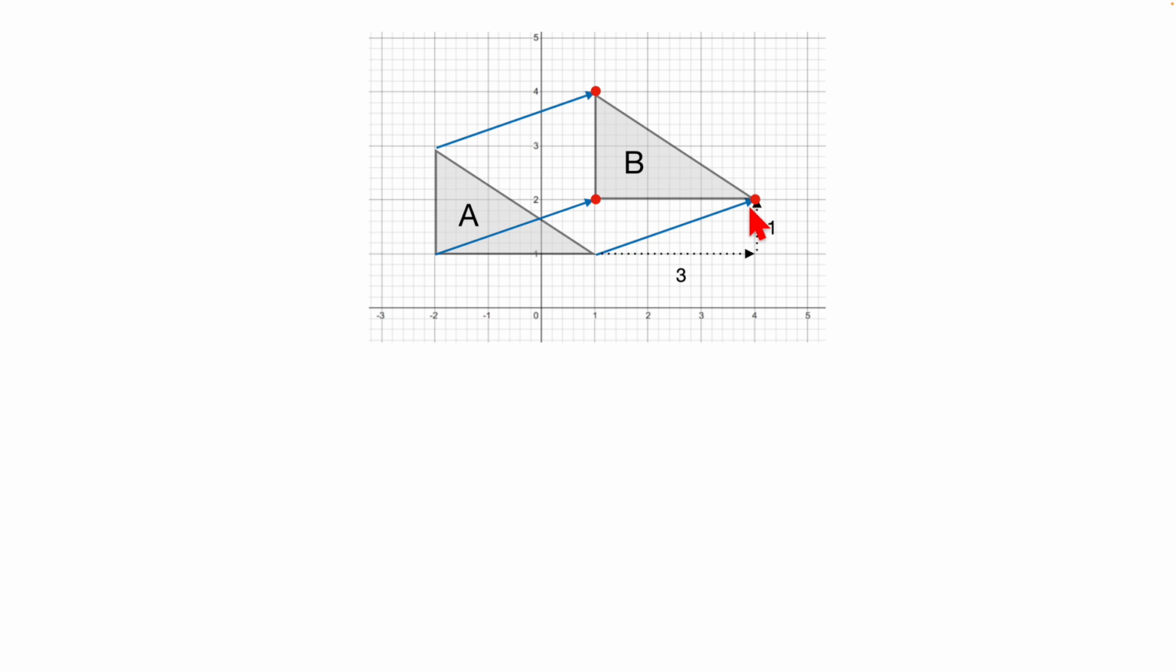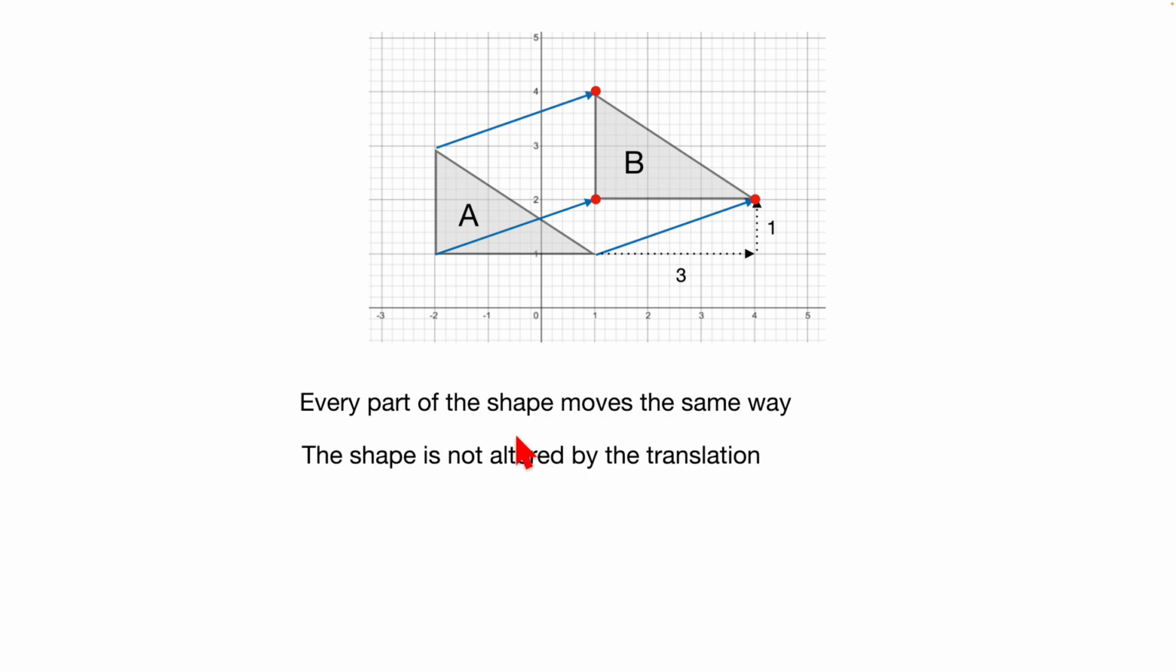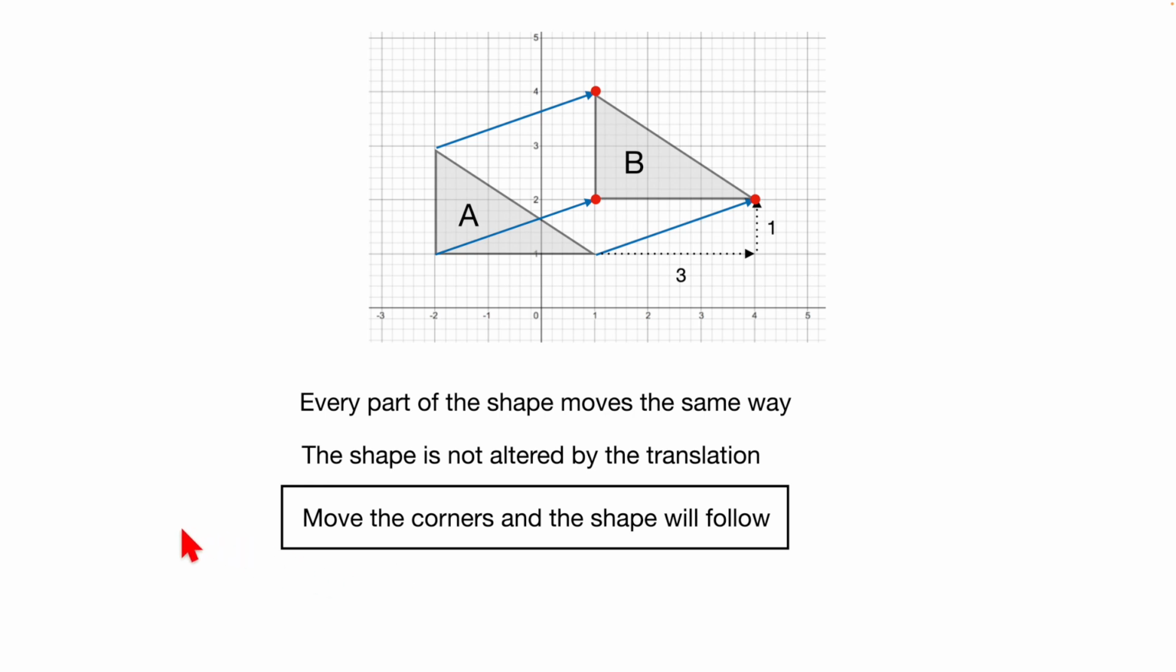Why the corners? Because just like every other transformation, if you move the corners correctly, the shape will follow. Don't bother about lines, just look at the corners. Every part of the shape moves the same way, and the shape is not altered by the translation. Move the corners and the shape will follow. That's my message regarding transformations generally, but particularly translations.